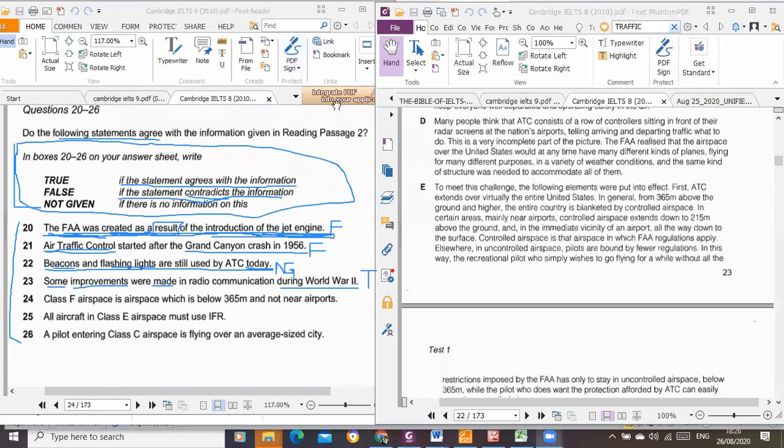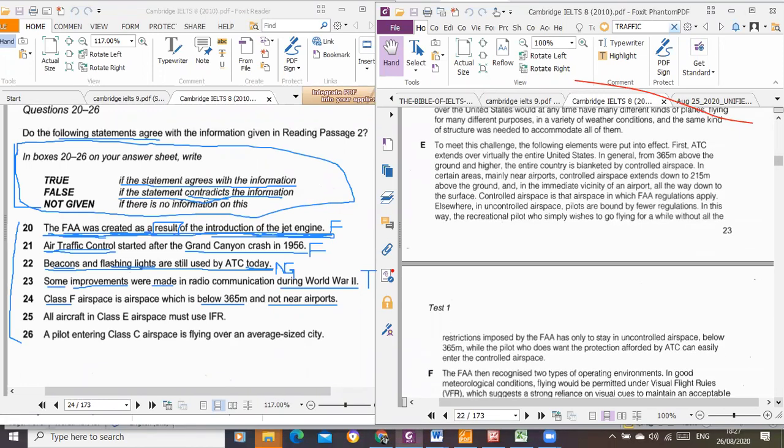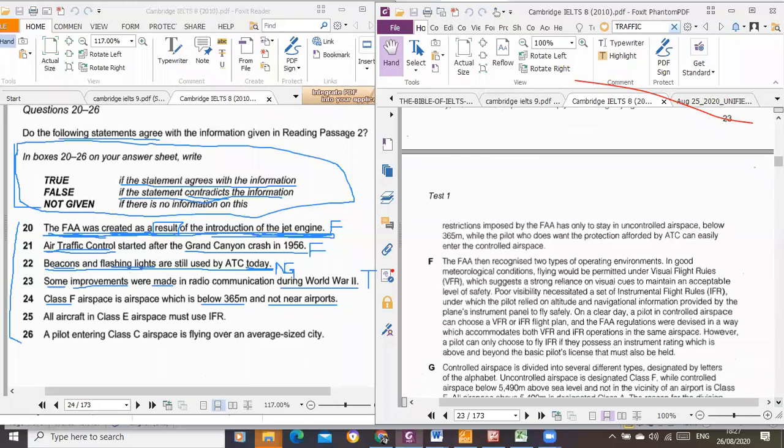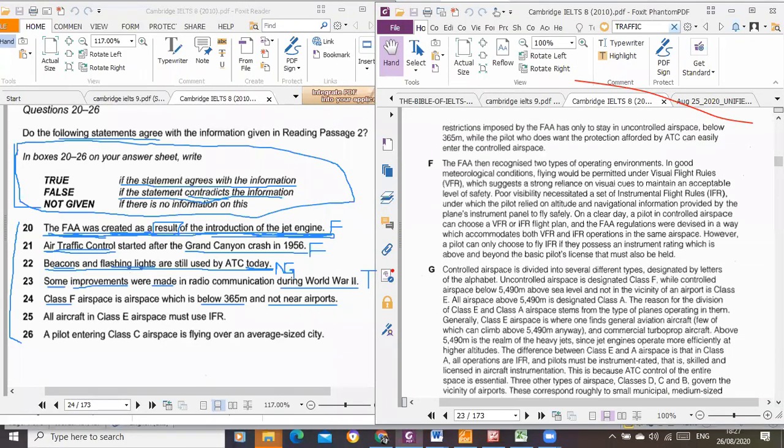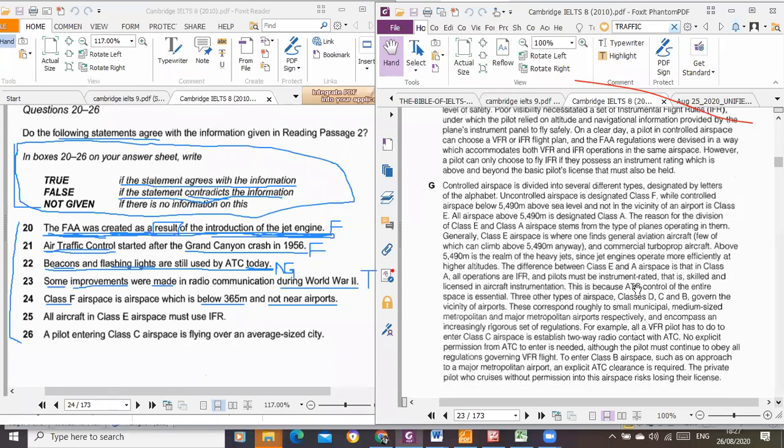Now, Class F airspace is airspace which is below 365 meters and not near airports, okay? Class F. So the only place they talk about Class F, let's see. Hold on, sorry about that. All right, so I'll come down here to paragraph G. So I might have to move up and down for this one so you can understand. So now, Class F, that's the first place they talked about Class F.